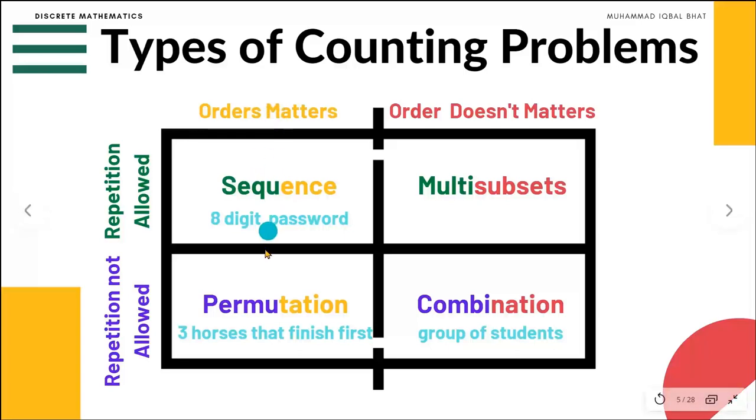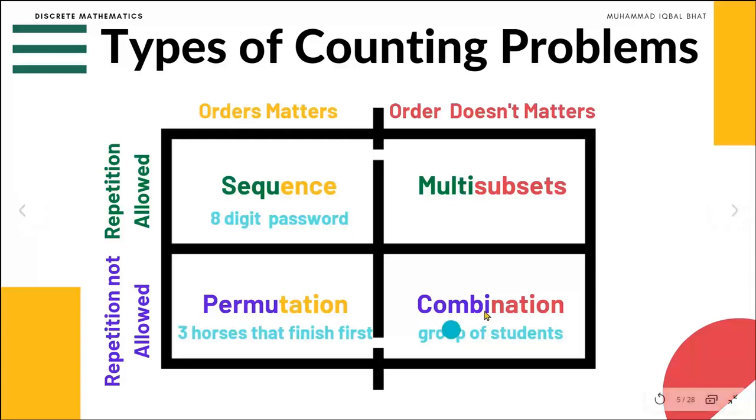Similarly, if order matters but repetition is not allowed, that is called a permutation. For example, if in a horse race you want to find out the 3 horses that came first, that is, you want to enlist the first, second and third position horses, so here repetition is not allowed because there is only one instance of the horse. It is not a character that you can repeat. And order matters because if there are 3 horses, A1, A2 and A3, and the permutation is A1, A2, A3, that means A1 has come first, A2 second and A3 third. And if we change the order, for example A3, A2, A1, then A3 has come first, A2 second and then A1 third. So here order matters and repetition is not allowed.